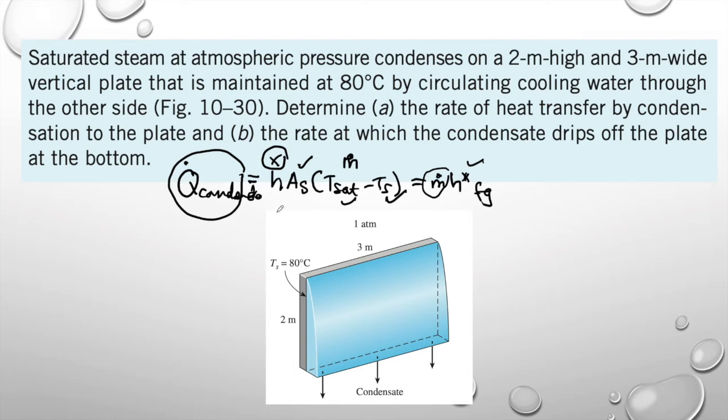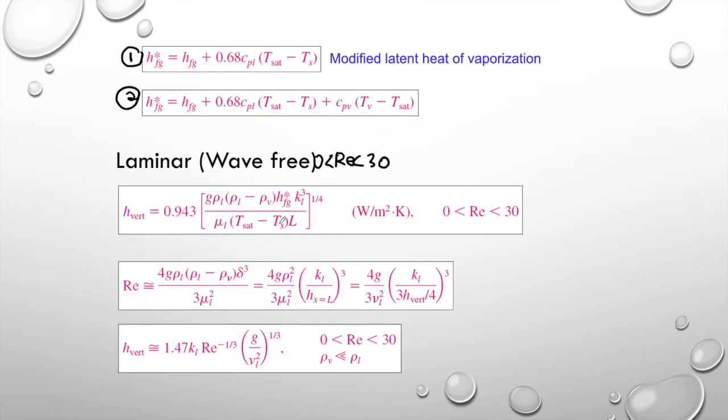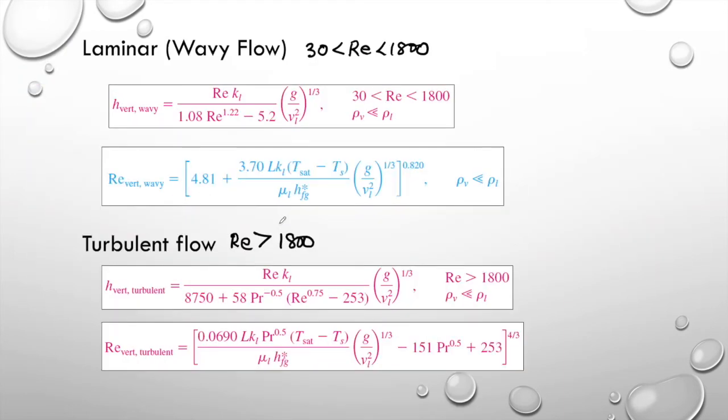So our option is only by using this equation. Now we have to determine the h value. As we know, we have three different regimes. First is laminar wave free, second is laminar wavy flow, and the last one is turbulent flow. So how can we determine which one? Because each of these regimes has a different equation for the Reynolds number.